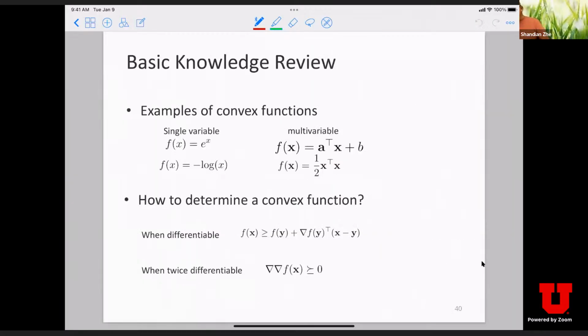Okay. So here are some examples of convex functions. For example, for a single variable, the exponential function or the negative logarithm are examples of convex functions. If you have a vector function, meaning your input is a vector, then a linear function is a convex function, and a quadratic function is also convex. So how do we check if a given function is convex or not?